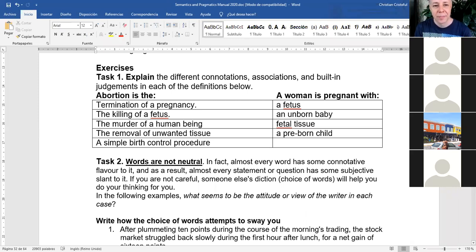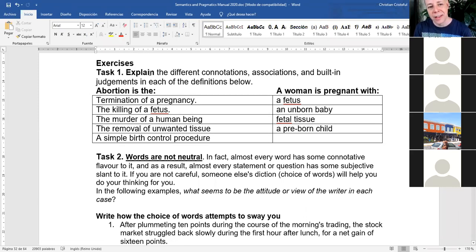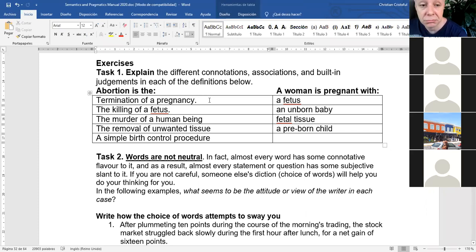Let's look at this exercise. Notice that it says explain again, my favorite word, explain. Explain the different connotations, associations, and built-in judgments in each of the definitions below. Abortion is the termination of a pregnancy. Yes, it is. And for me, personally, I think that is negative. For me, it sounds negative because of the word termination. The word termination in English sounds like killing to me. The second one says the killing of a fetus.